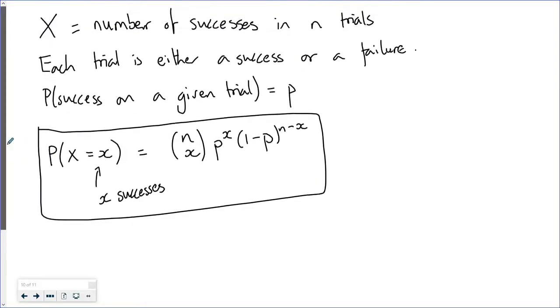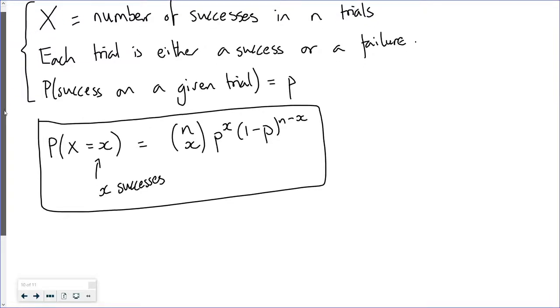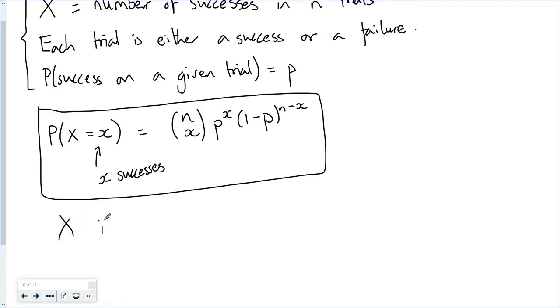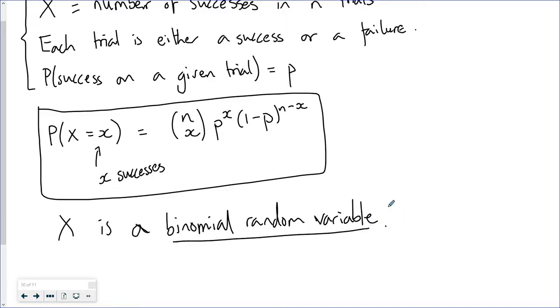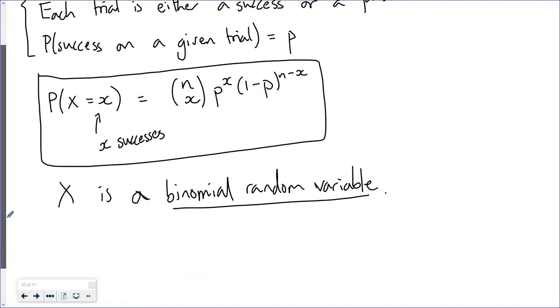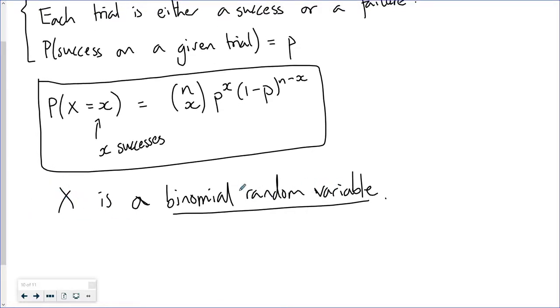Well, we don't want to have to keep on writing out this information each time. So what we do is we say that this random variable has a particular name. We say that x is a binomial random variable. And binomial random variable basically means that x is going to count the number of successes in a certain number of trials. Well, the problem is I can't just say x is a binomial random variable because I need to say how many trials there are and what's the probability of success. So a shorthand way of writing that is to say x follows a binomial distribution with n trials and p is the probability of success.